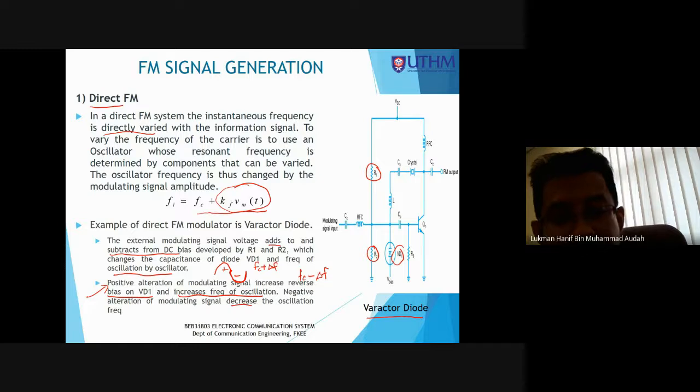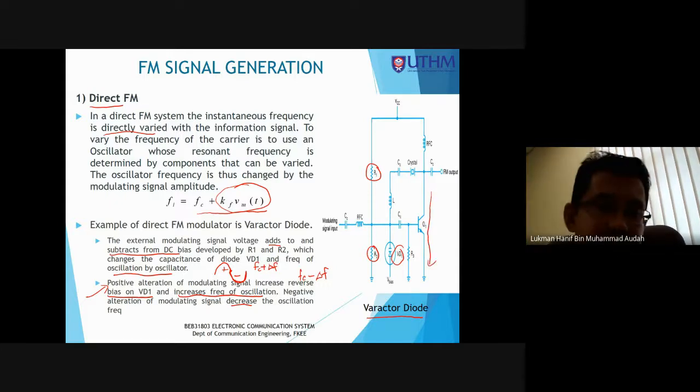So you see that here, decrease the oscillation frequency towards minimum. Okay, so this is the picture. So that means the modulating signal will vary the base voltage. Okay, remember how a transistor works: the voltage at the base needs to be more than the threshold voltage so that the current can flow from VCC to the ground.